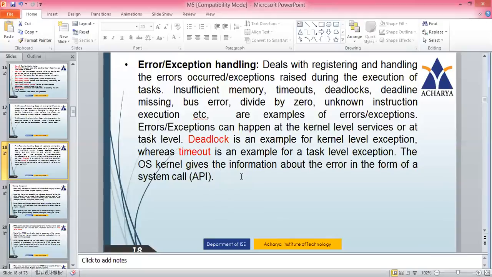The OS kernel gives the information about the error in the form of a system call. So the operating system kernel gives the information about the error in the form of APIs. And through the system calls, it gives the information.